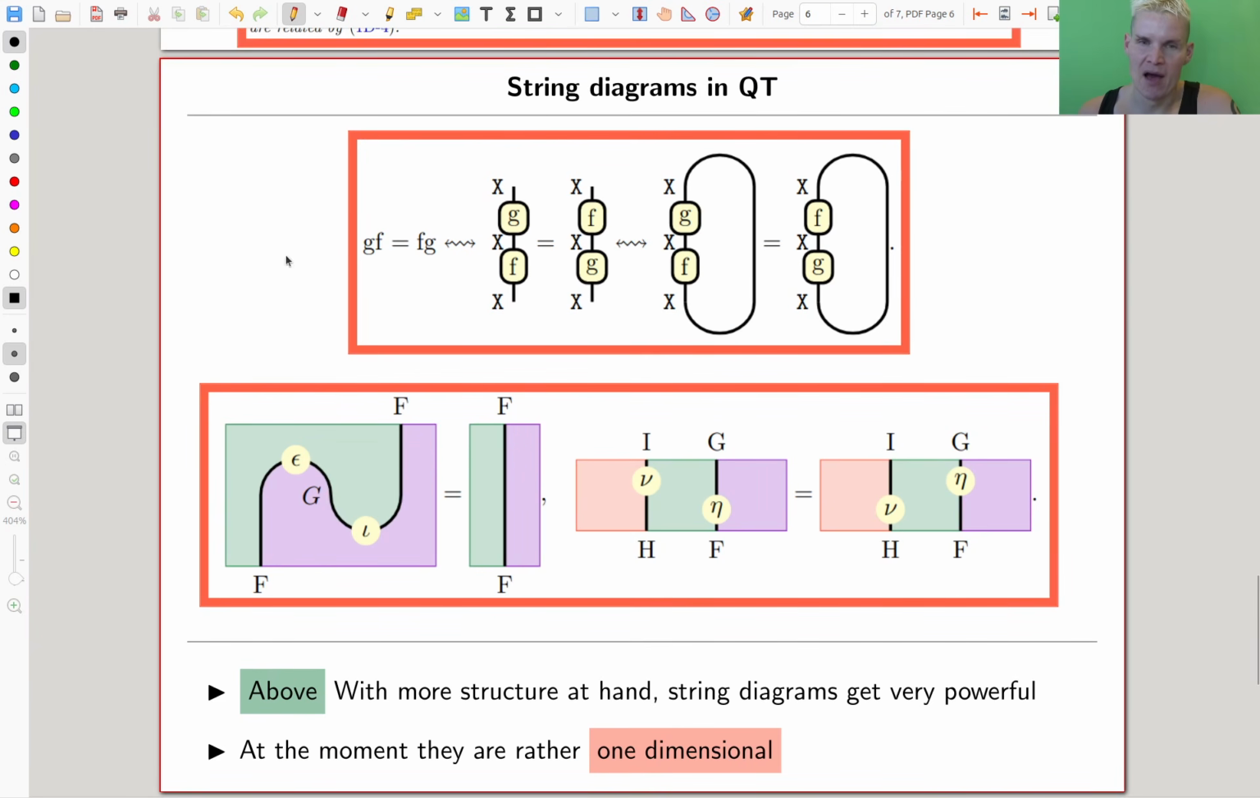In particular, string diagrams, the more sophisticated ones later, where we can play tricks like this. So g, you just slide it over, and there's this equality that gf equals fg, something like that. So later, if you have more notions at hand, we can actually do a lot with these diagrams. It's a very, very powerful language in category theory.